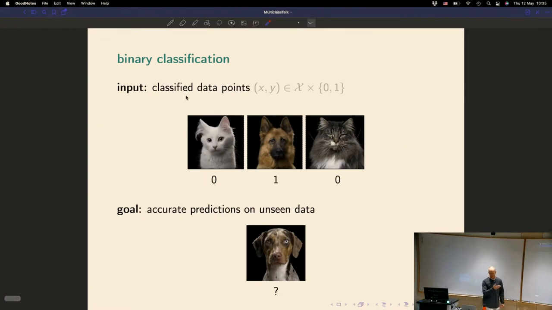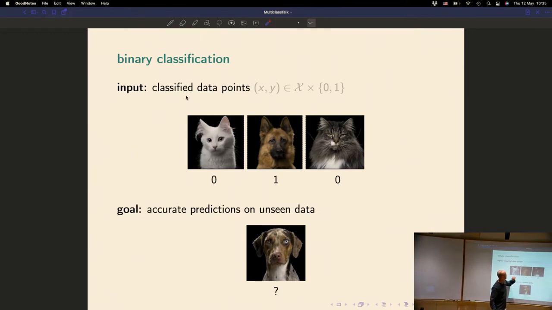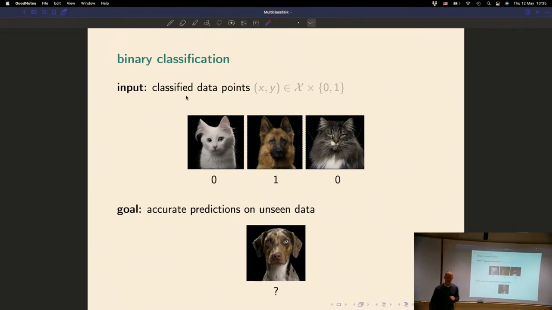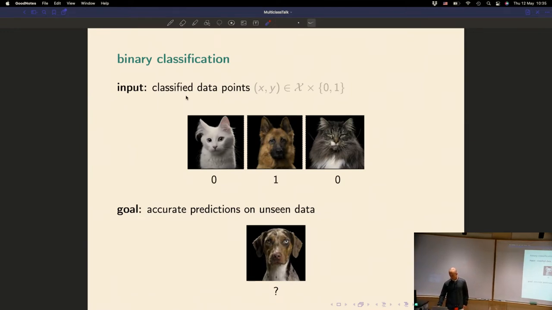So this is a very simple example, and its purpose is to introduce notation. So the input is a sequence of labeled data. In our case, every input sample is a point (x, y), x is in some domain, and y is a bit in this case. And the goal is to make accurate predictions on unseen data. This is the story we want to capture.